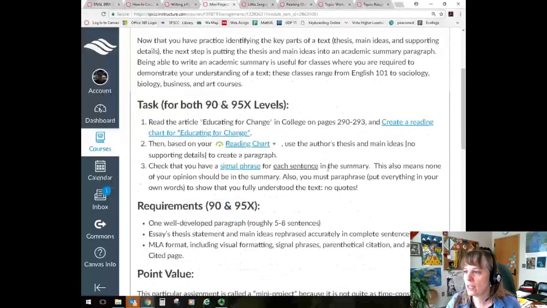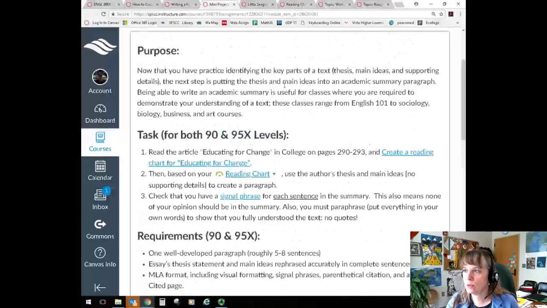I just want to make sure that you're clear on the task, which is to actually write the summary. So the reading chart was just to make sure that you had all the pieces together, and now you'll put those into a paragraph, which will be the actual summary itself. And so I'll take a look at those reading charts this week and give you some tips.